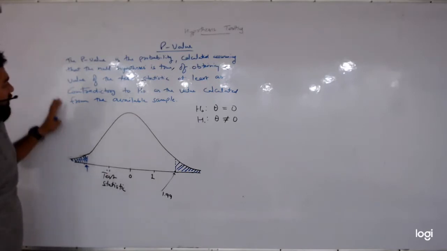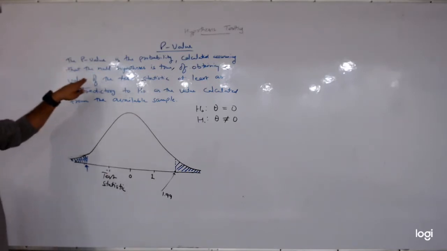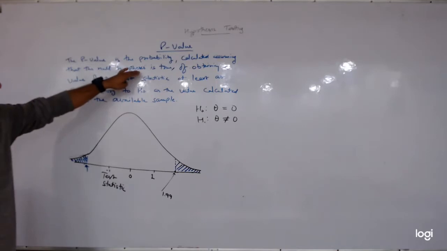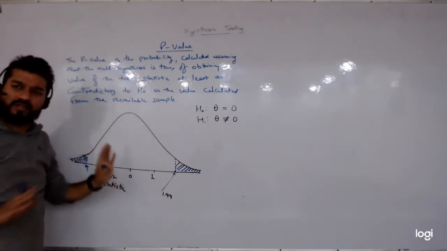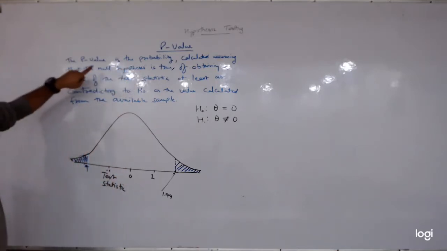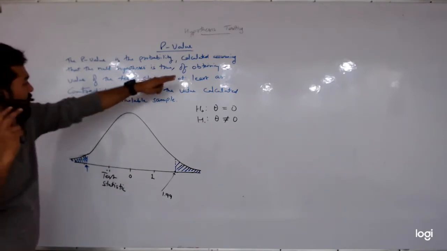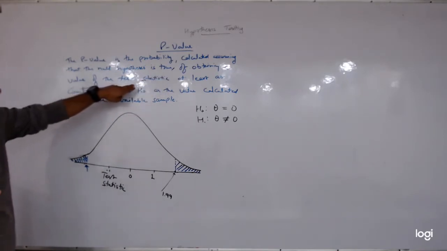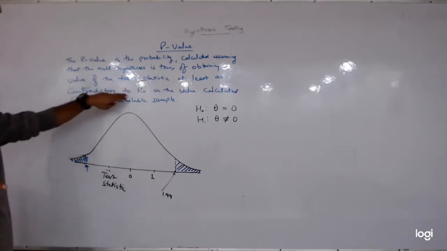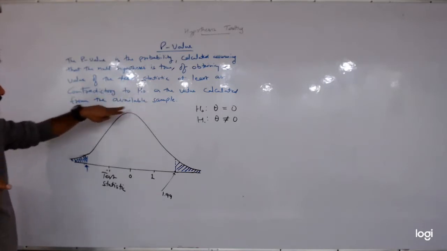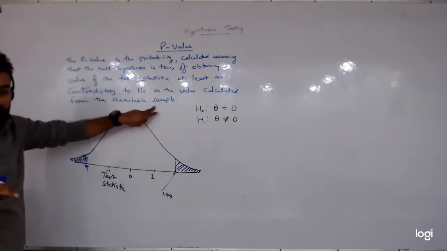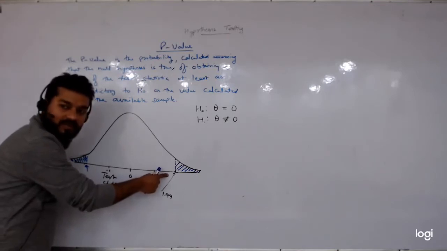Now let's read this out. The p-value is the probability calculated assuming the null hypothesis is true. So this distribution is drawn assuming the null hypothesis is true. We're going to calculate the probability of obtaining a value of the test statistic at least as contradictory to H naught as the value calculated from the available sample. This is the value calculated from the available sample.